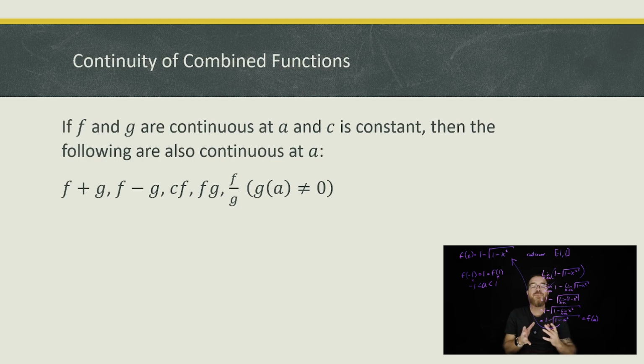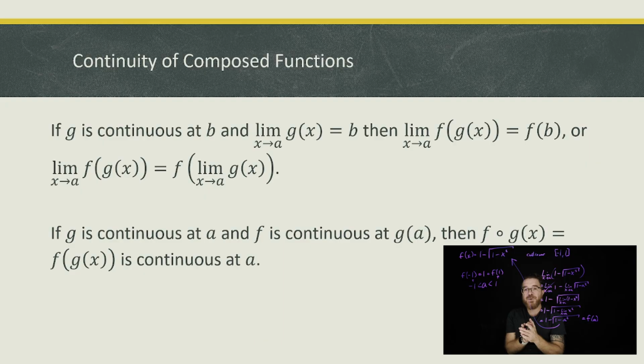So next, what we want to talk about is if we have two functions, f and g, that are continuous at a, and we have some constant c, then the following are continuous at that point a. If you take the function f and add it to the function g, it will still be continuous at a. If you subtract the function g, it will be continuous at a. If you multiply f by g, it will be continuous at a. And if we take the function f and divide it by the function g, this will also be continuous at a, as long as g of a does in fact exist. Because again, we have a fraction, we can't have a 0 in the denominator.